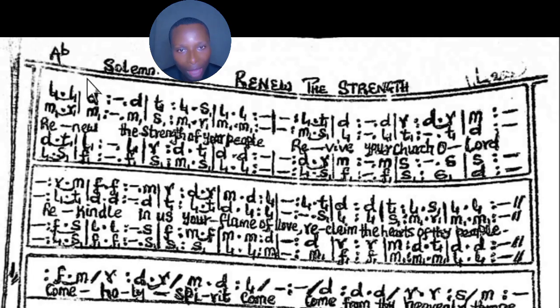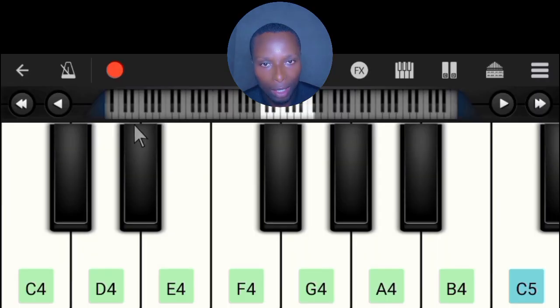So let's go now and sound the A flat key. We are on our keyboard and we are about to sound the A flat key. The A flat can be found right here because this is A and the black key behind it is the flat, right? So we sound it now.